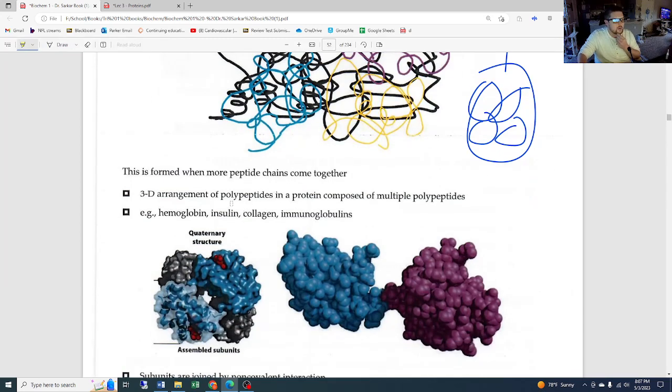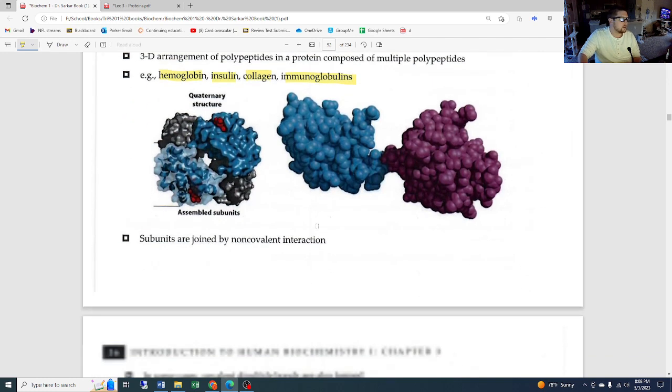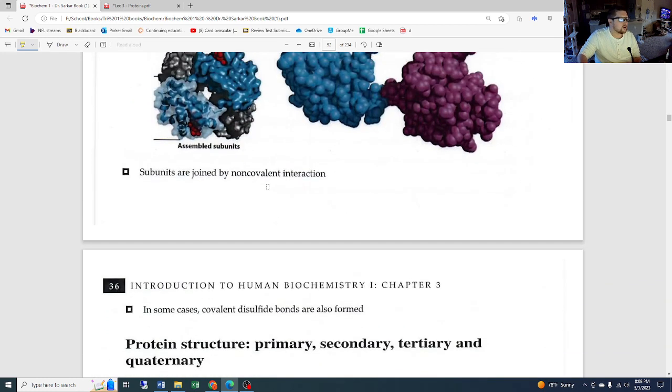So the 3D arrangement of polypeptides in a protein composed of multiple polypeptides. Some examples are hemoglobin, insulin, collagen, and immunoglobulins for our immune cells. All of these are going to have quaternary structure, and those are joined by non-covalent interactions.